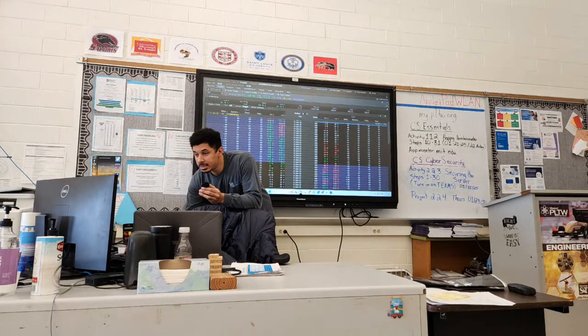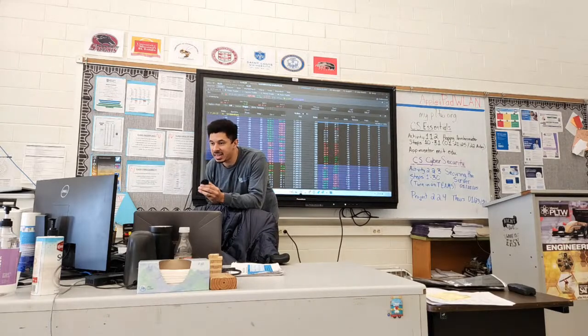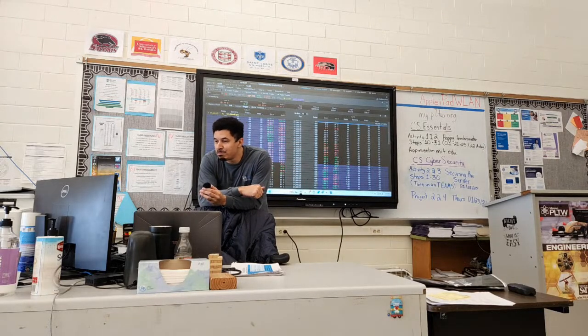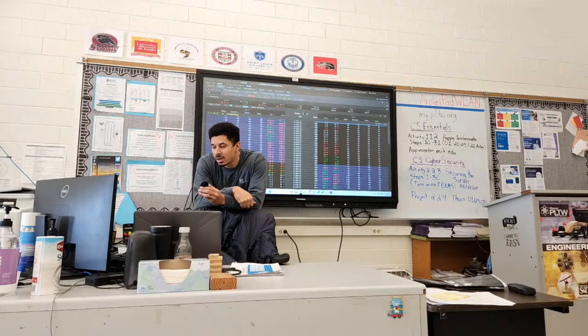It is alpha, beta, gamma, delta, epsilon, zeta, eta, theta, iota, kappa, lambda, mu, nu, xi, omicron, pi, rho, sigma, tau, epsilon, phi, chi, psi, omega.